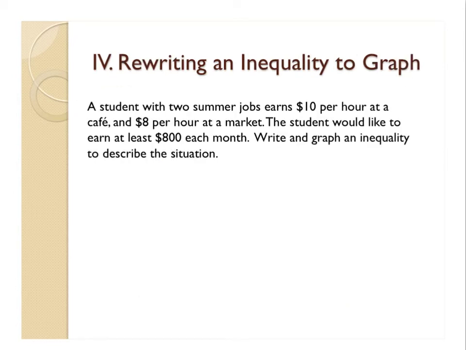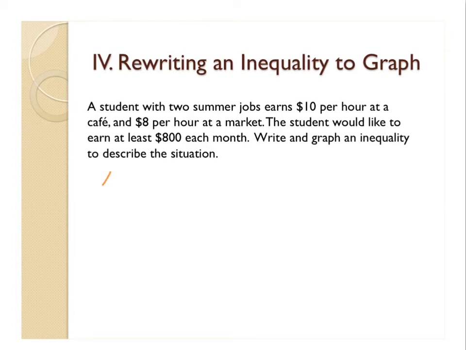All right, one more problem. And yes, it's a word problem. I'm not sorry, no. All right, let's read. A student with 2 summer jobs earns $10 per hour at a cafe and $8 per hour at a market. The student would like to earn at least $800 each month. Write and graph an inequality to describe the situation.